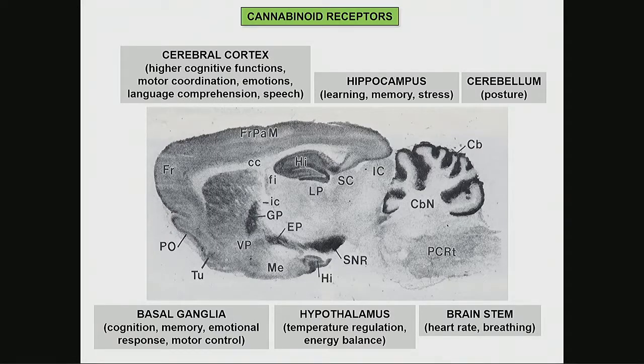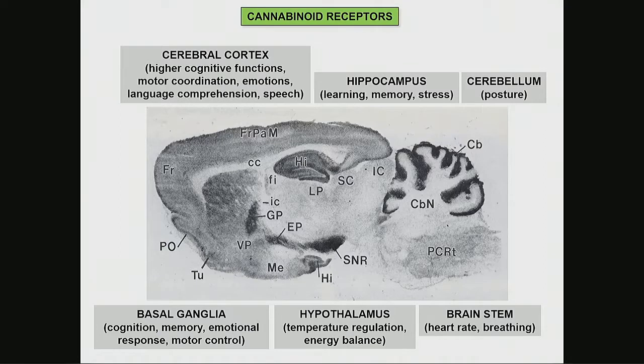For example, in these 3 nuclei here, which are what we call the basal ganglia. This is the part of the brain in charge of controlling, for example, cognition, memory, emotion, and movement. So that's why when we use cannabis, we affect all these things. We have an impairment in short-term memory, for example, reversible, but an impairment of this kind of memory. We have an effect on our emotions and on our motor coordination. And that's because we have targets in the areas of the brain that control these functions.